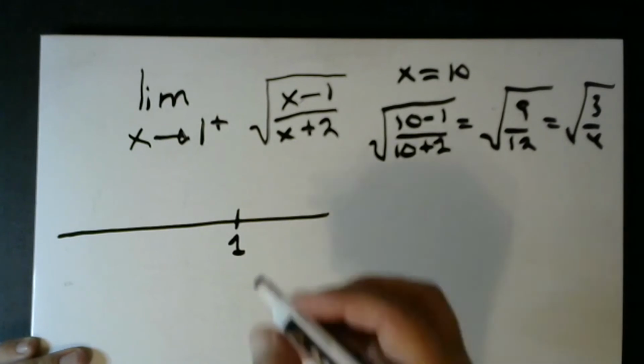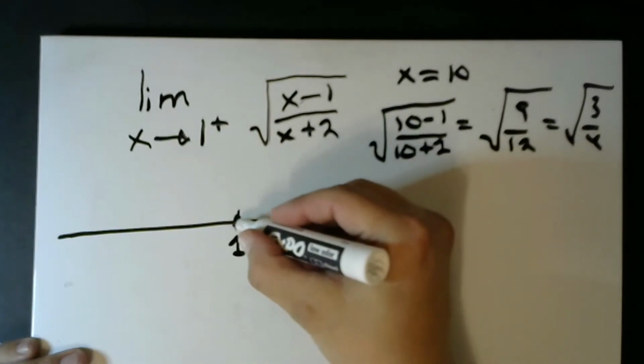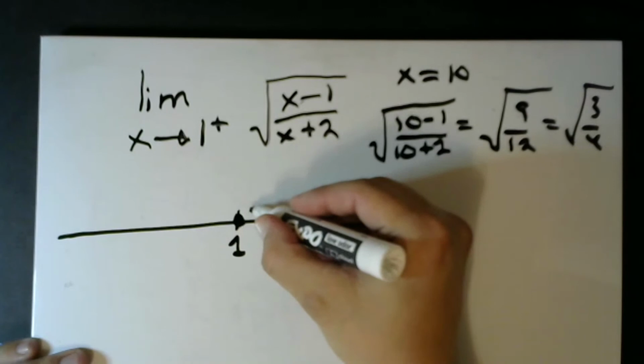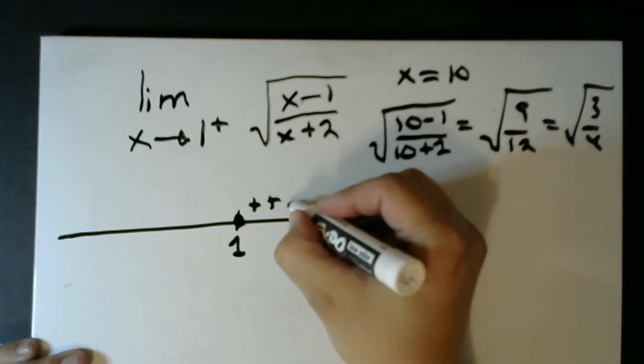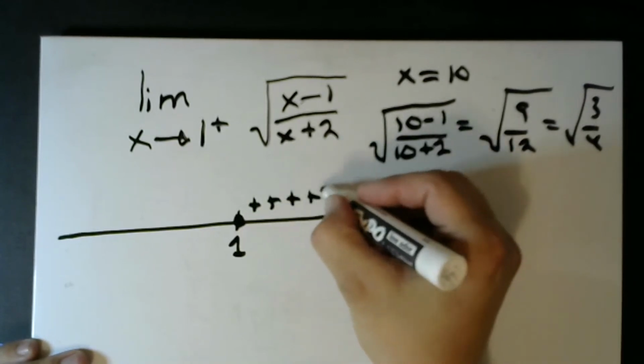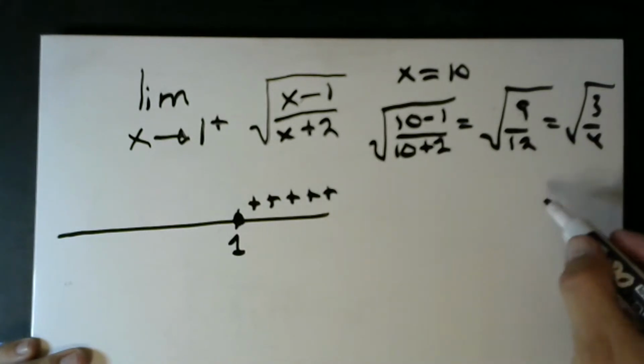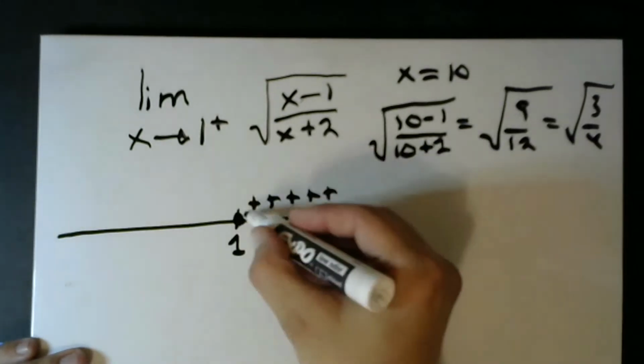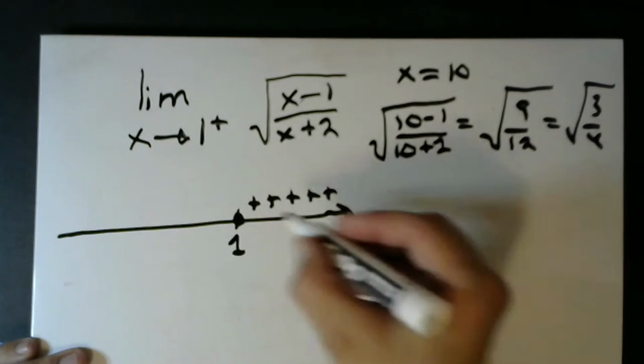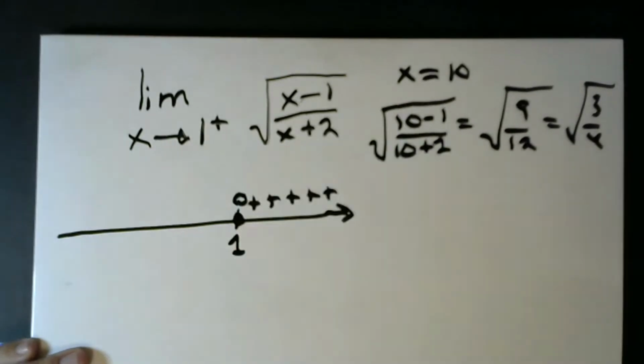So if you remember from algebra, we're going to have a crossing here. And then everything on this side is going to be positive. And the function doesn't cross ever again out here. So it's positive from here all the way out. And here it's equal to 0.